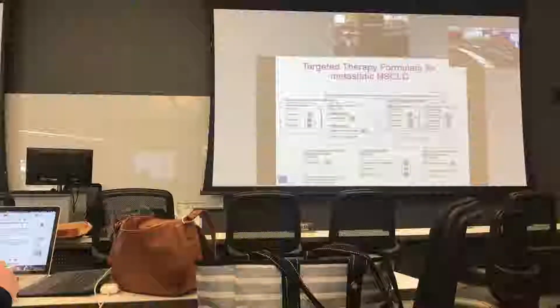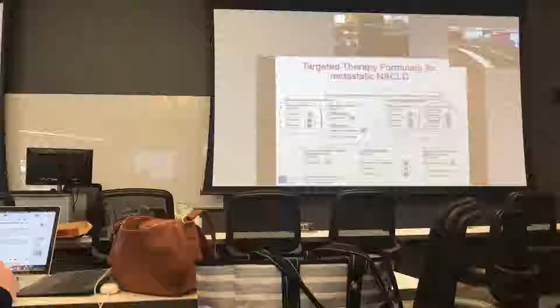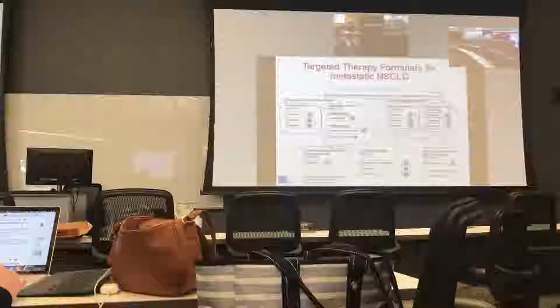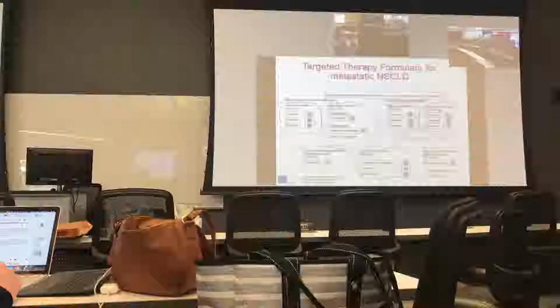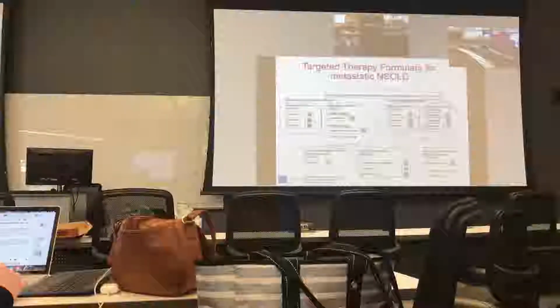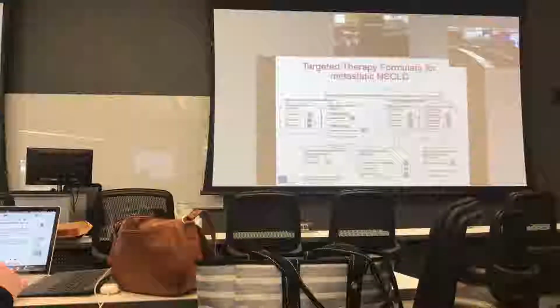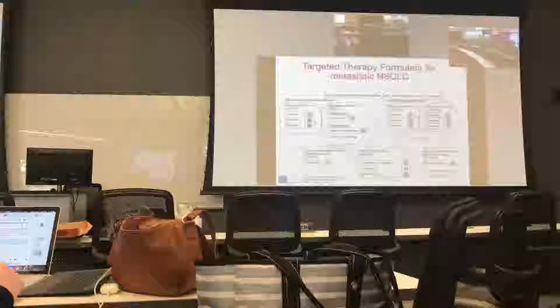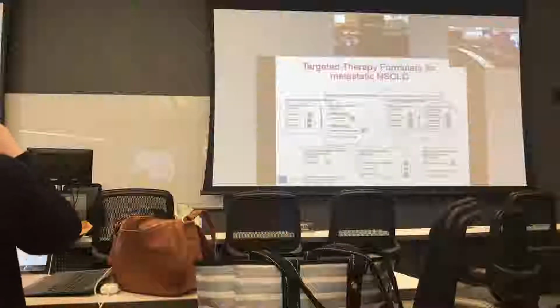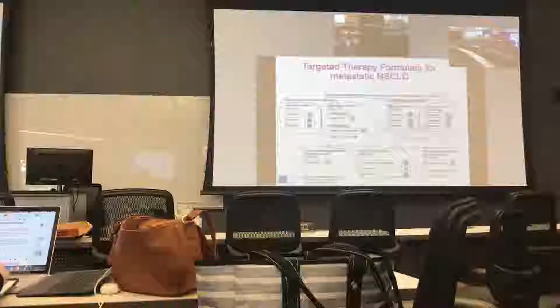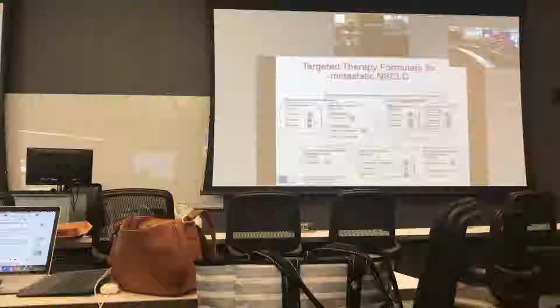Then we have the ROS1 rearrangement positive. First line would be crizotinib, and if we do see a BRAF mutation in a non-small cell lung cancer, that might not be that standard, but if it does show up, we know that we have drugs that can target that mutation in BRAF. And then we have our immunotherapy, if we have PD-L1 expression positive, first line, pembrolizumab, atezolizumab, or nivolumab.